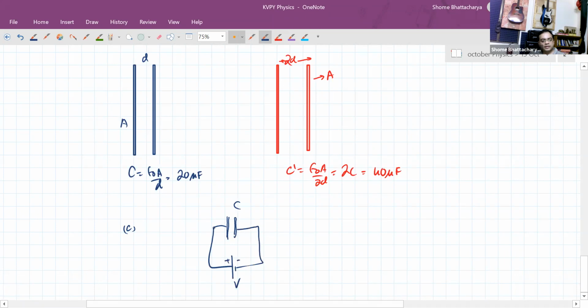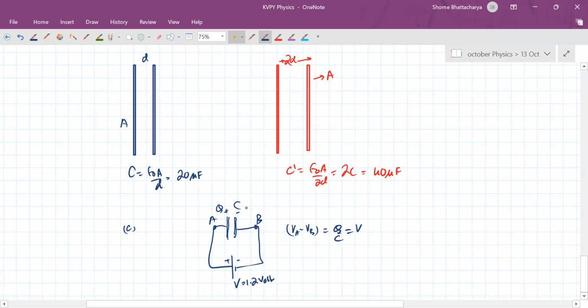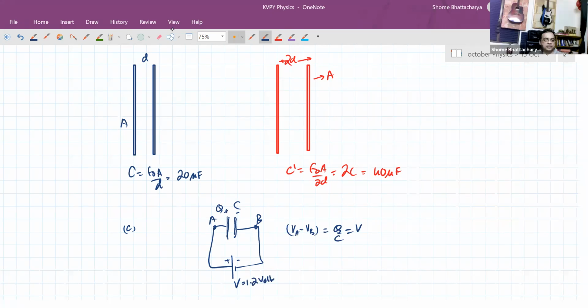So what had happened is it had drawn enough charge so that VA minus VB, which was Q by C, became equal to this potential difference. Capacity, yeah, my mistake. I'm doubling the distance, not halving it. So this should be C by 2, so it should become 10 microfarad. Very good, that's correct.